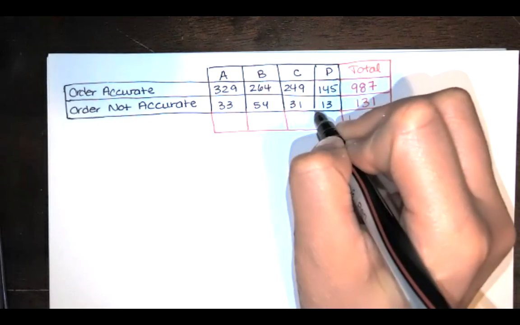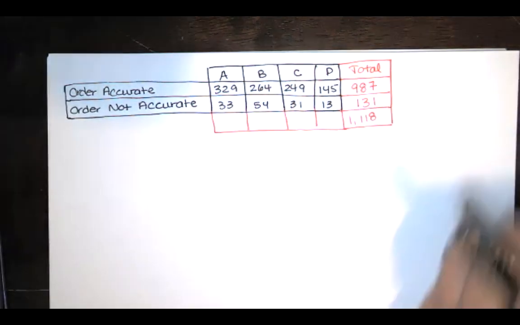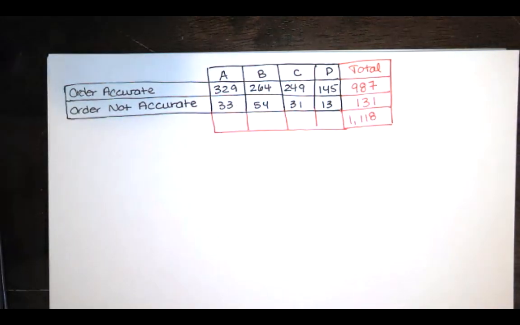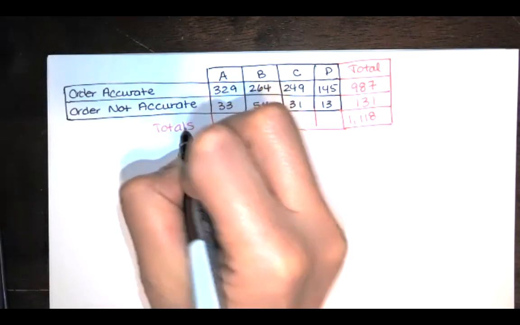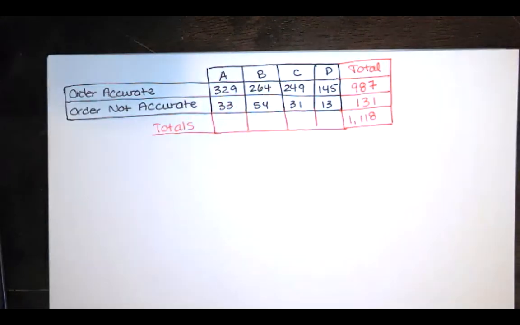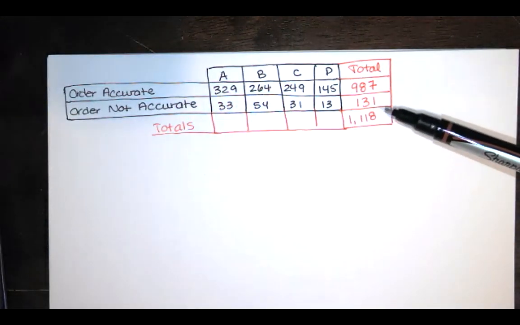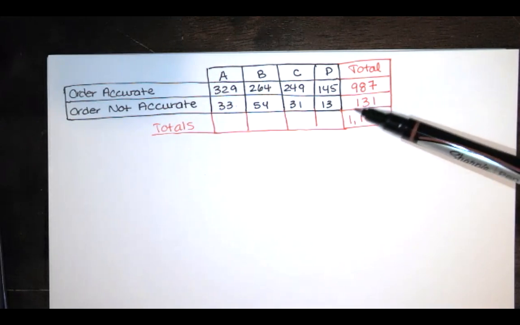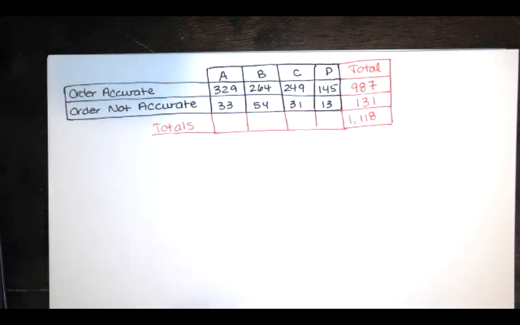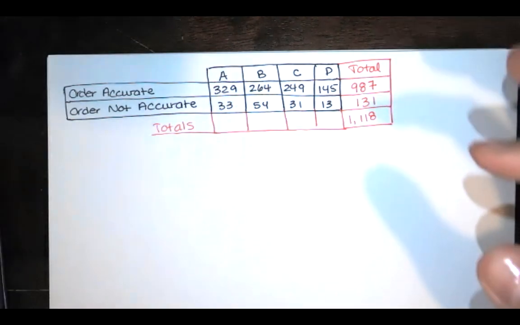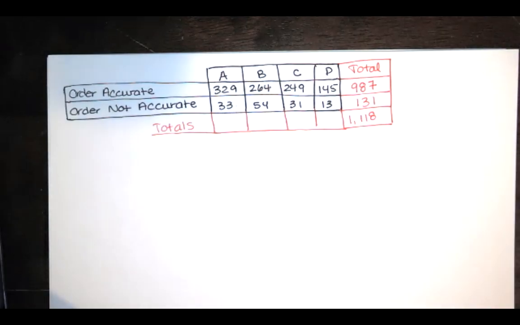Now, if we wanted to, we could also total up the number of orders we have from restaurant A, the number of orders from restaurant B, the number of orders from restaurant C, and the number of orders from restaurant D. But that's actually not really important right now, because this question is asking about the probability that both orders are accurate. So what I really need is the sample size, which is the number of orders that we have, or this 1,118. And I also need to know how many orders are accurate and how many orders are inaccurate. So those two numbers are listed right there. And let's go back to the PowerPoint.